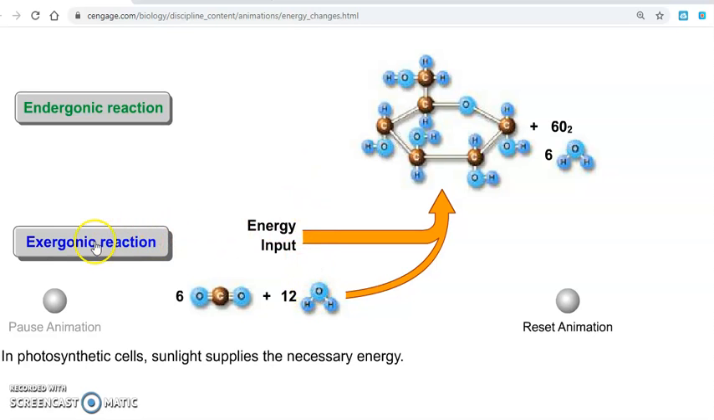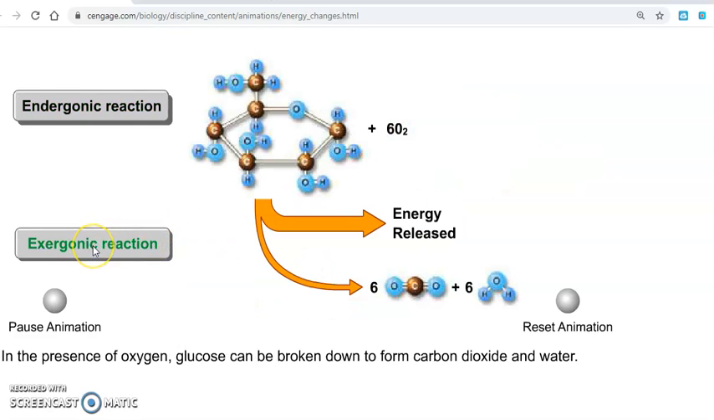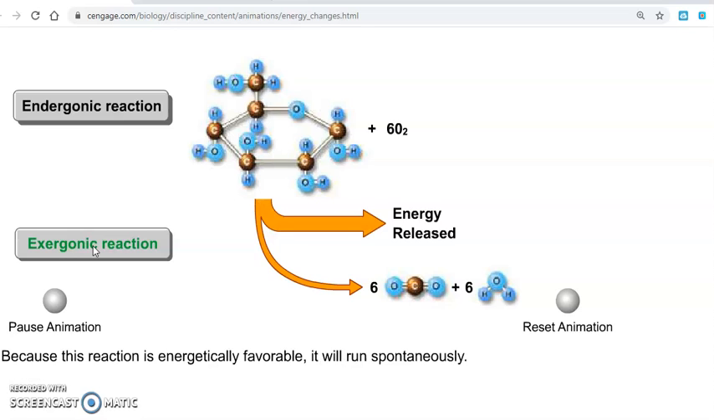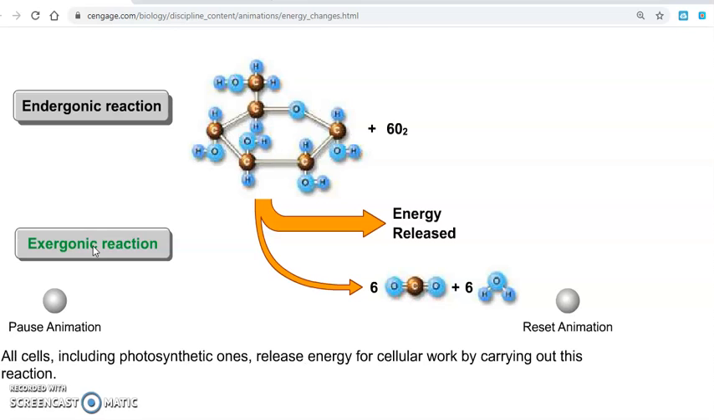Now, exergonic again would be the reverse. In the presence of oxygen, glucose can be broken down to form carbon dioxide and water. The products of this reaction have less bond energy than glucose, so the reaction releases energy. Because this reaction is energetically favorable, it will run spontaneously. All cells, including photosynthetic ones, release energy for cellular work by carrying out this reaction.